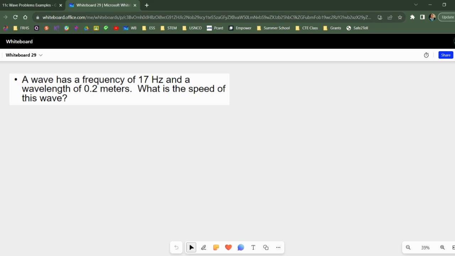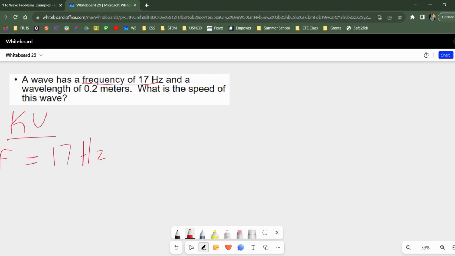So let's start out with that procedure that I told you about. All right. So we're going to list knowns and unknowns, and I just put KU here. What do we know? Number one, we know that this wave has a frequency F of 17 hertz. Okay. So I'm going to write that down with the units. We also know it has a wavelength of 0.2 meters. So I'm going to put lambda is 0.2 meters. And what are we looking for? What is the speed?